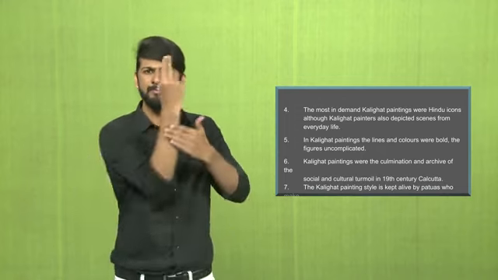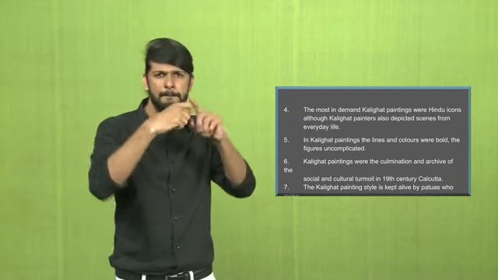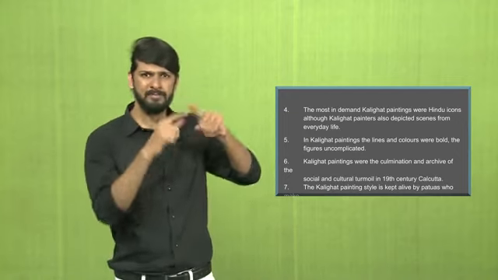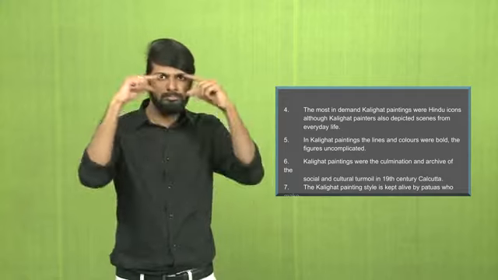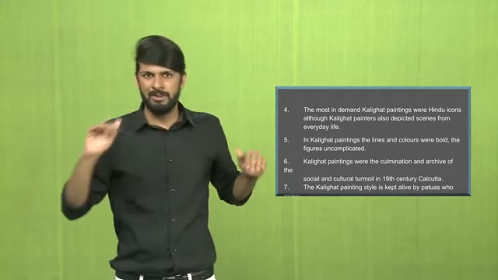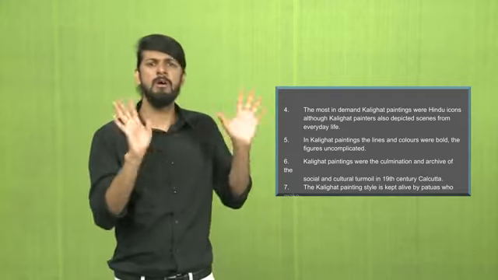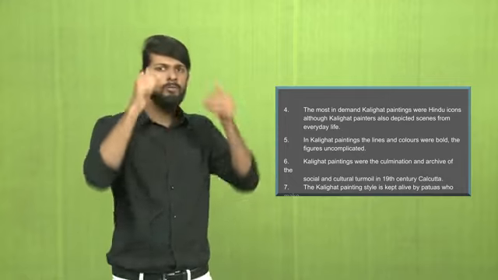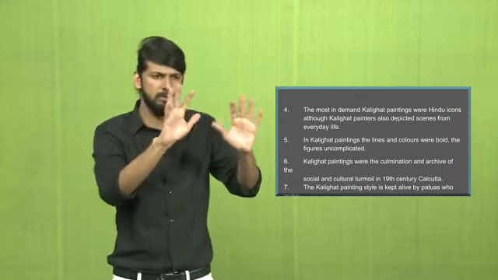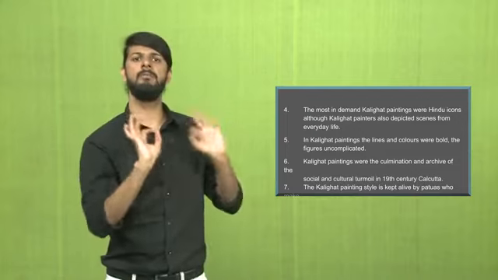Answer number 5. In Kalighat paintings, the lines and colors are bold. Sita with Love and Kush, the painting as you saw, very simple and uncomplicated figures, and the line and the colors are really bold.